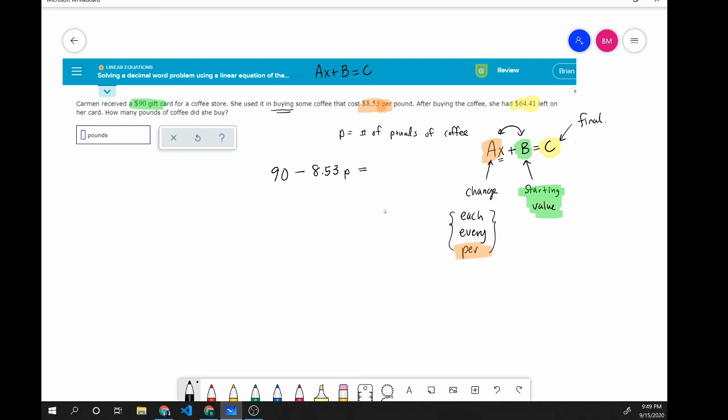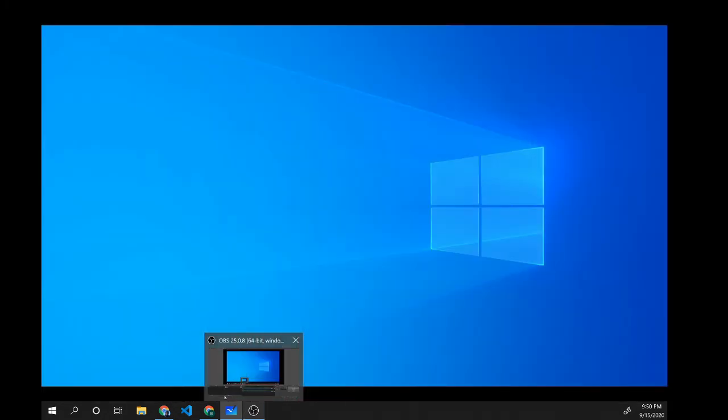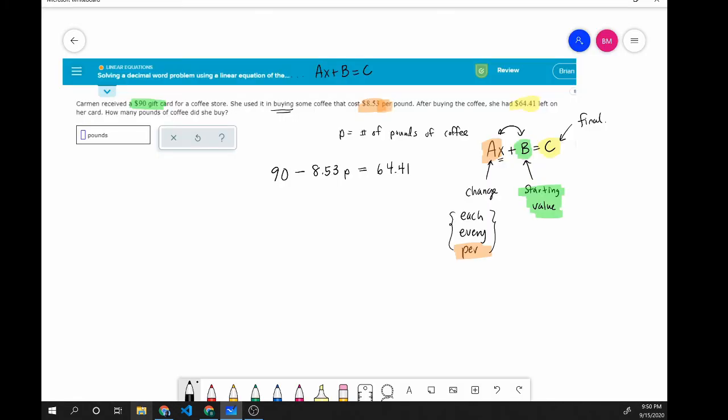And the final number is 64.41. And again, it's kind of telling that the minus is there. It's nice that the 64 is there to remind us. So we're starting at 90, and we're going down to 64. So clearly we need the minus in there to make it go from 90 to 64. Let's go ahead and solve that equation. The first thing I'm going to do is get rid of the number by itself here, actually. So this is a positive 90. So to get rid of that, I'm going to subtract 90 from both sides.